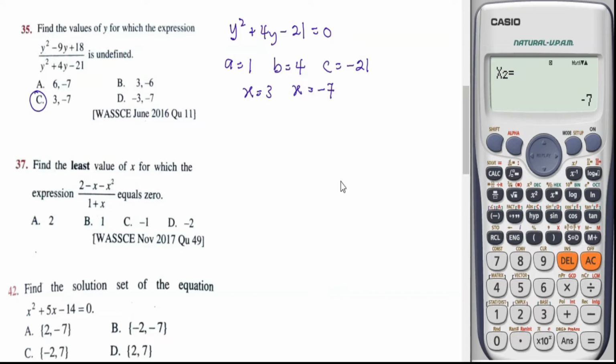Still going forward, we have another question whereby it still needs the idea of solving quadratic equation, which is find the least value of x for which the expression 2 minus x squared, all divided by 1 plus x, equals 0. So it means that you want this function to be equal to 0. It's still a rational function. So in order to solve for this function, to get the zeros of this function, all that you need to do is to equate just the numerator to 0.